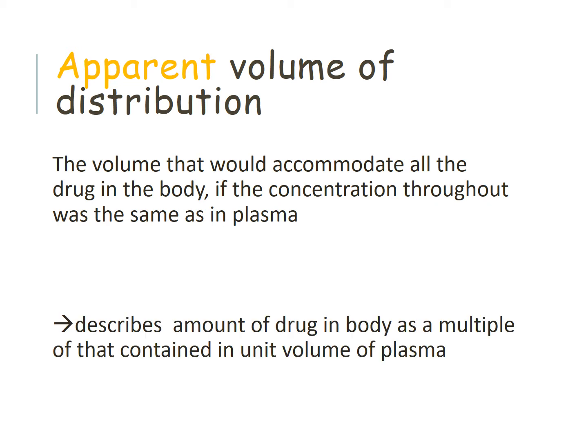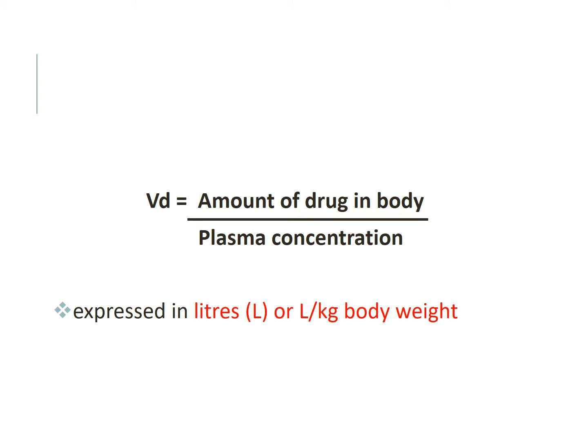It describes the amount of drug in the body as a multiple of that contained in the unit volume of the plasma. And we can calculate this volume of distribution. Volume of distribution is denoted as VD or capital V itself. So it's the amount of drug in the body divided by its plasma concentration. Normally it is expressed in liters or liter per kilogram body weight.